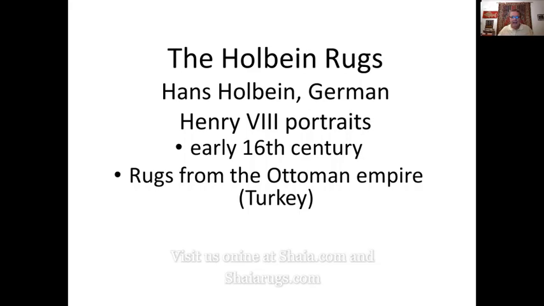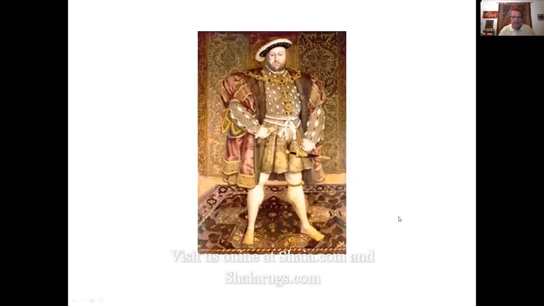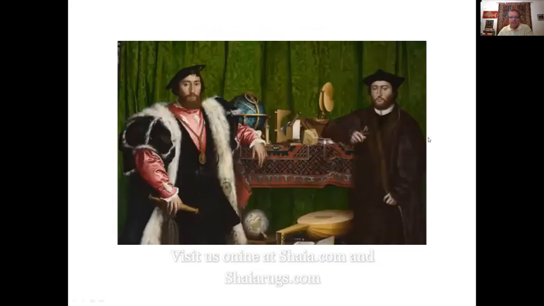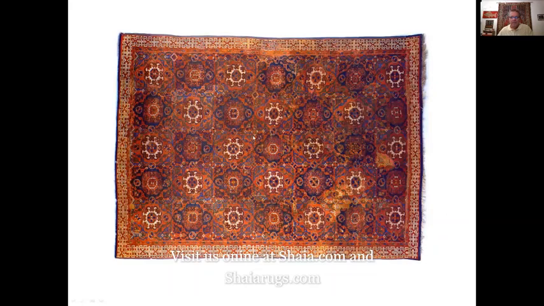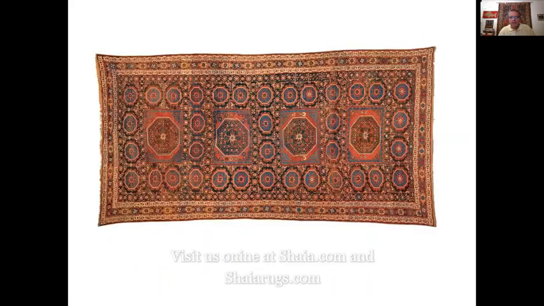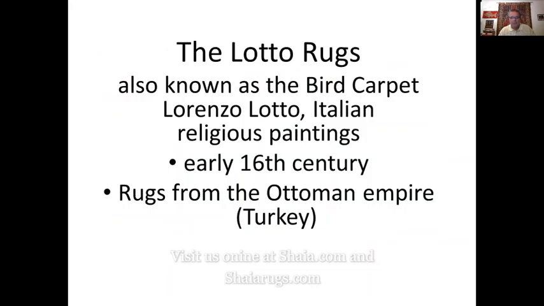And Holbein had his favorite, and it was a rug from the Ottoman Empire or Turkey. And here's a couple examples of what we would call a Holbein carpet. So that's Henry VIII, and there's one of the Holbein carpets. And here again, here's another one, Henry VIII and someone else with the Holbein carpet there. And there's a photograph of a complete Holbein rug. Again, the same with that one.